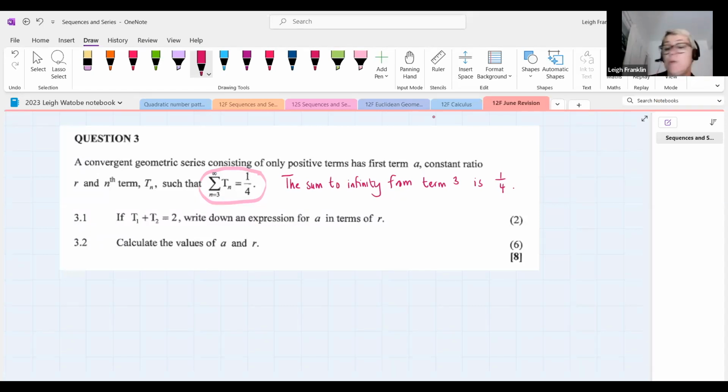The first part, 3.1, is a bit easier, but 3.2 is a little bit more difficult. So they say to us in 3.1, if term 1 plus term 2 is 2, write down an expression for A in terms of R. So which letter do they want us to make the subject? Which letter must we make the subject? If we have to write an expression for A in terms of R, must A be the subject or must R be the subject?